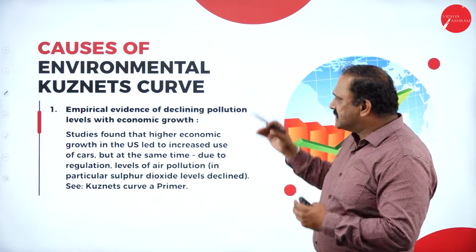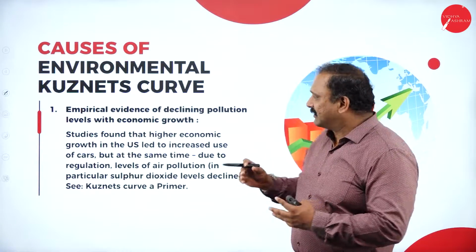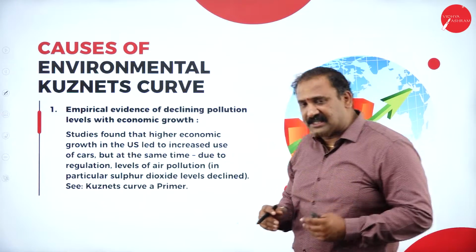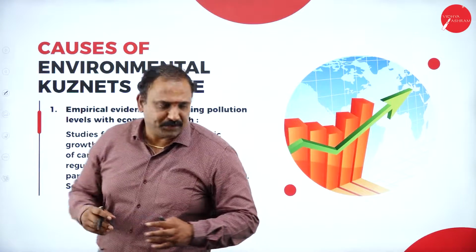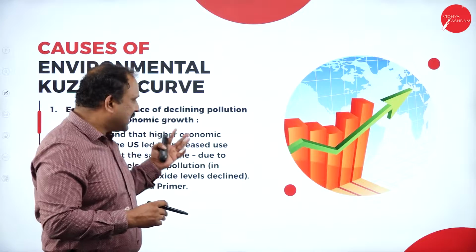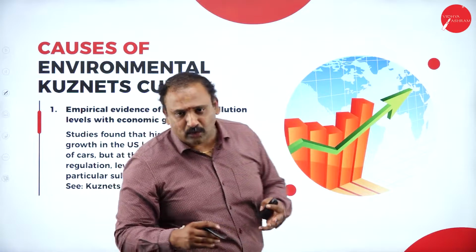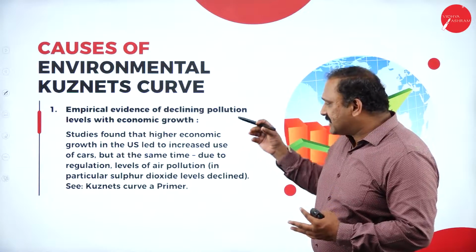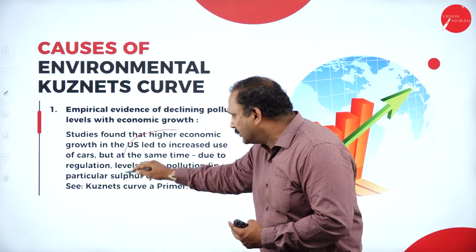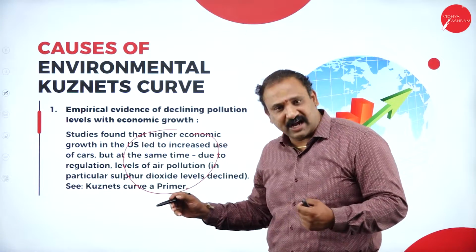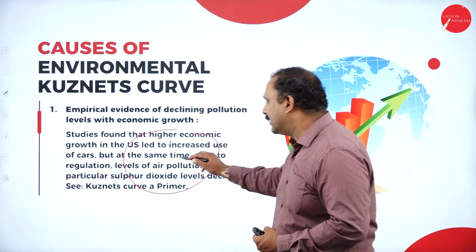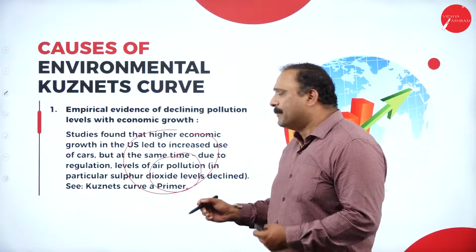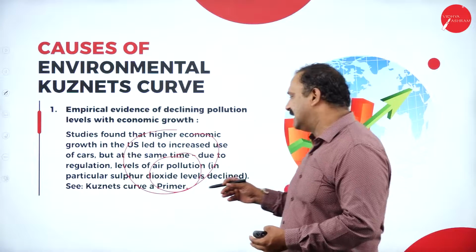Now, the causes for the environmental Kuznets curve, the first thing is the empirical evidence that we are going to talk about in terms of the declining pollution with the economic growth altogether. Now, when you start seeing that, studies show that higher economic growth in the US led to the increased use of cars, but at the same time, due to regulation, levels of air pollution, particularly that of sulfur dioxide levels, declined.